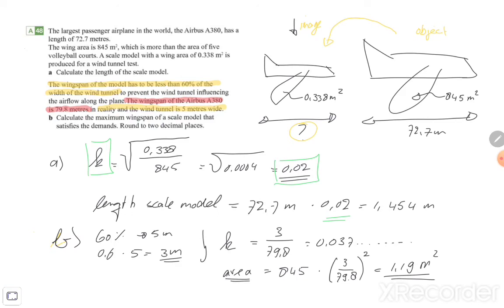From exercise B. All right, hopefully you understand what I did. The first thing is very important, and that's the information they gave you in the first line, that the wingspan of the model has to be less than 60%. So 60% is the maximum. So 61 is not allowed, but 59 is. But they ask you to calculate the maximum wingspan. So if you work with 59, then you get an area that is less than 1.90 square meters.